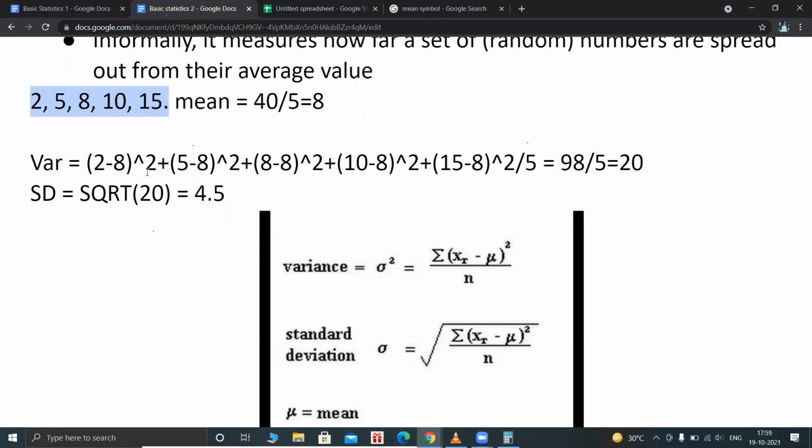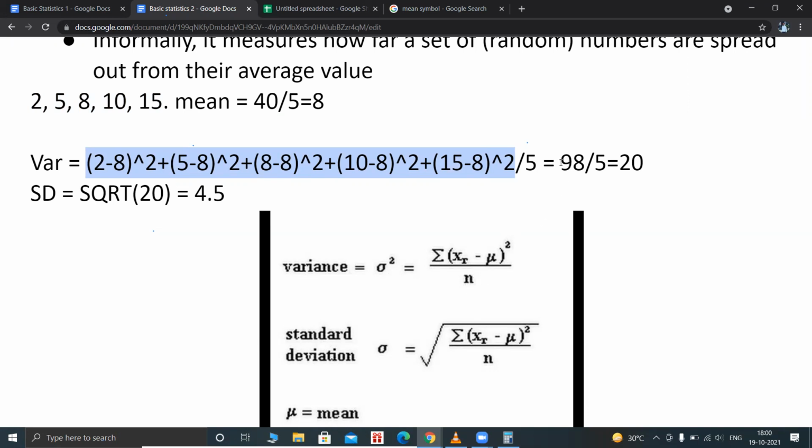So 2 minus 8 whole square, plus 5 minus 8 whole square, plus 8 minus 8 whole square, plus 10 minus 8 whole square, and plus 15 minus 8 whole square. Guys, is this part clear, from here to here, the highlighted one? I'm just calculating the difference from each actual data point to the mean and squaring it. Then divided by n.